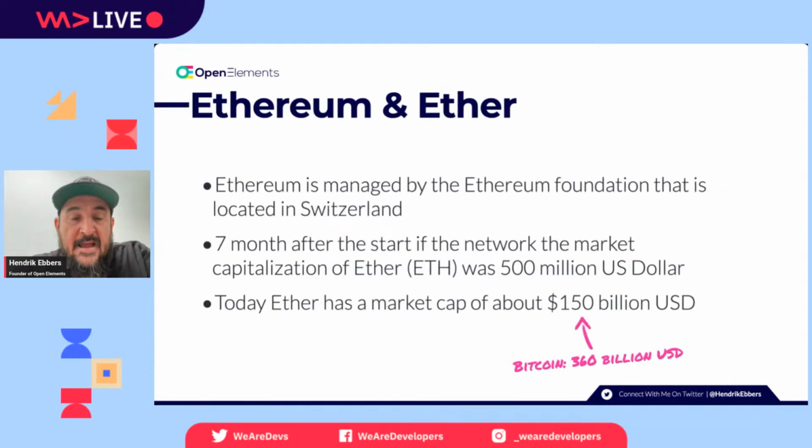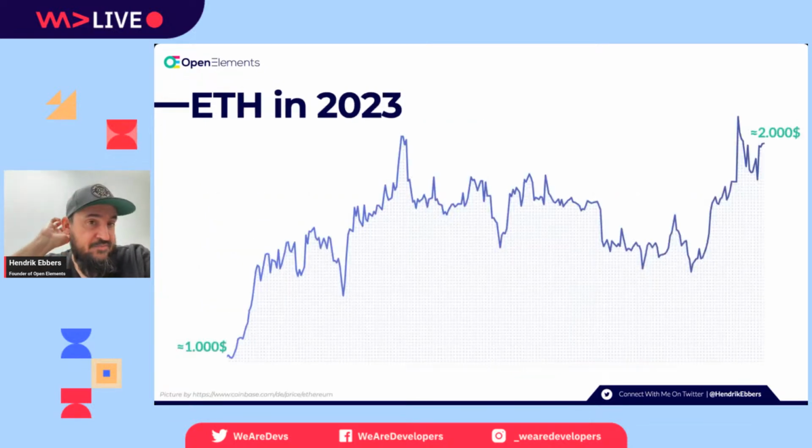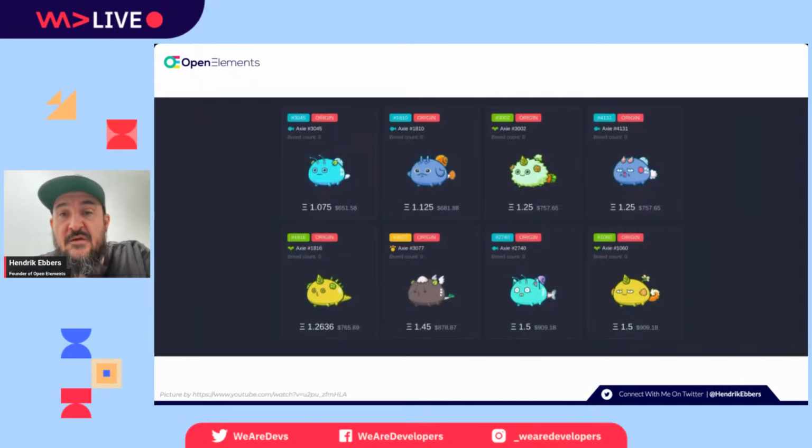And I assume I already mentioned Ether, which is the native coin of the Ethereum network. And like Bitcoin, the price of an Ether is quite high. The difference is that for Ether, the goal was never to be a coin that you can use to buy a pizza. It's more to pay for the transactions on the network. So if you want to buy one of those animals, you need to pay a fee to the network that is defined in Ether.